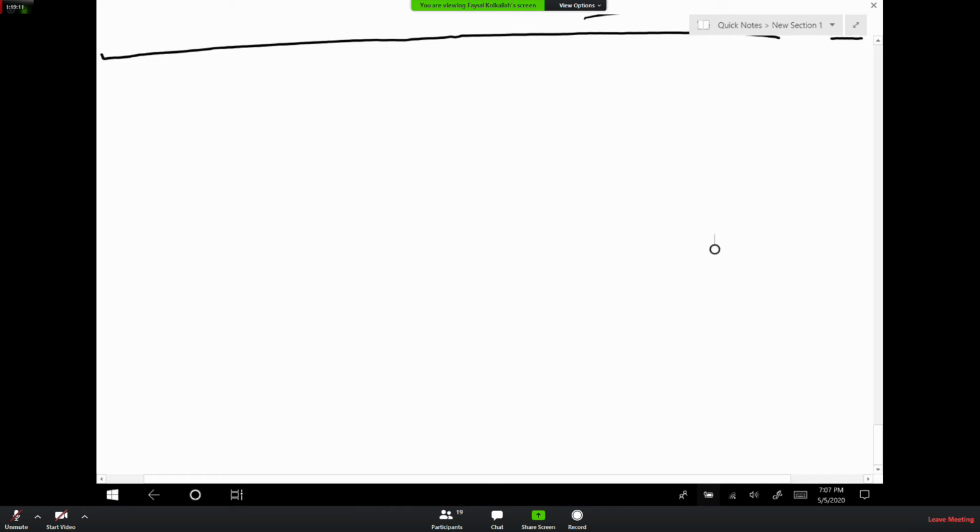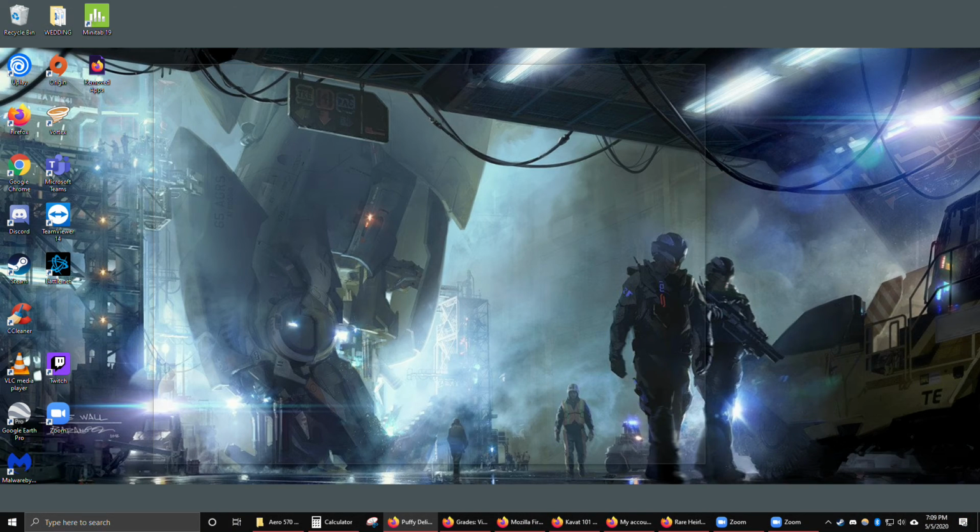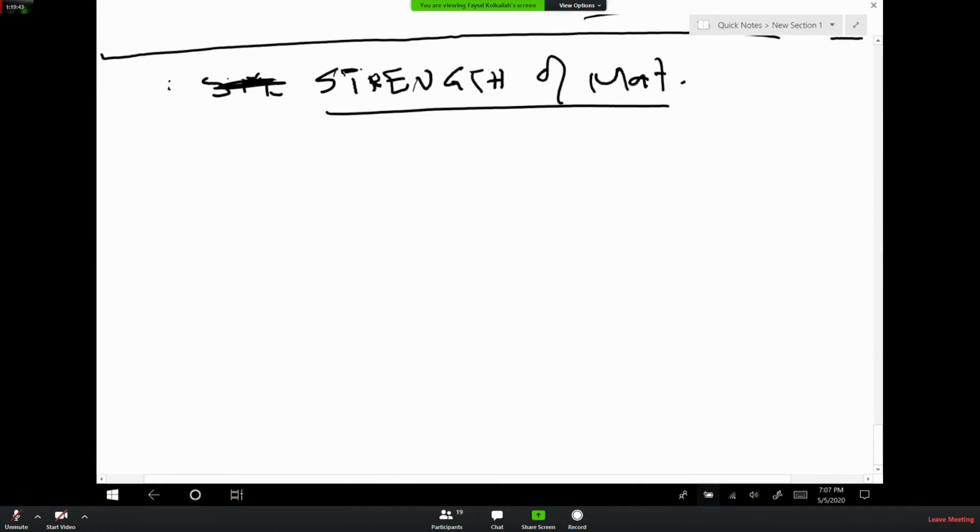Everyone took CE 204 and 207. A long time ago, the CE department used to call this class Strength of Materials. How can anybody tell me, is this title for a class accurate or not accurate? Or why? Anybody? I'm sorry? Not accurate. Why?